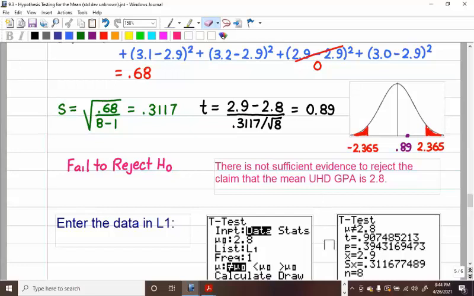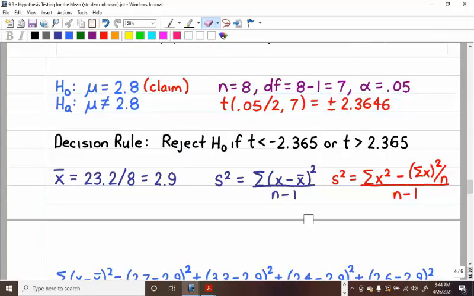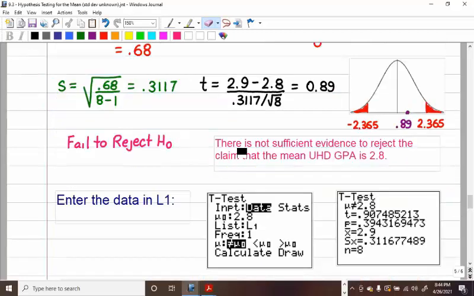So notice, if we're not rejecting, it doesn't mean I supported it. It just says there's not evidence to reject that. There's not sufficient evidence to reject the claim that the mean is 2.8. So you see that's kind of tricky. Doesn't mean we agree it's 2.8. We just do not have the evidence to say it's wrong.